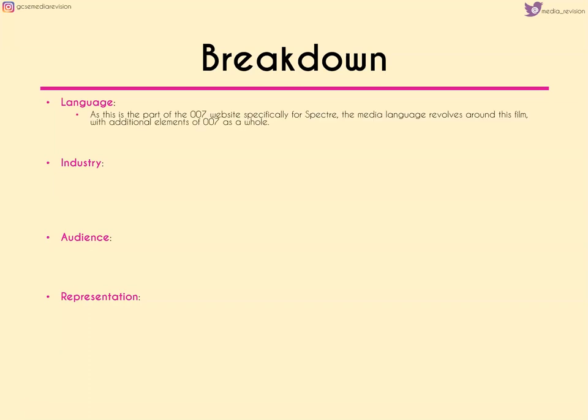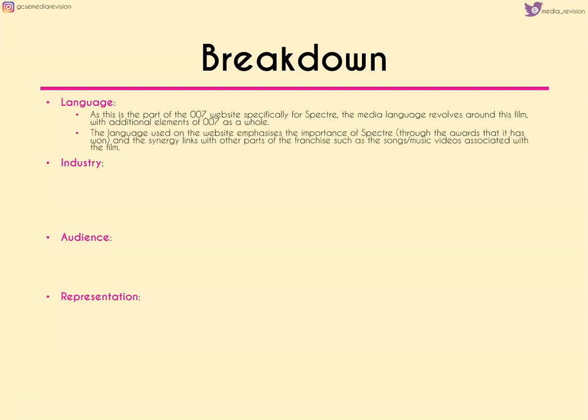So in terms of language then, this is part of the 007 website as a whole, but this page is specifically for Spectre. So the media language revolves around this particular film with additional elements of 007 as a whole. The language on the website also emphasises how important Spectre is, and you can see that through those latest news stories where some of the news is about the awards that it's won, and it also includes a lot of synergy links with other parts of the franchise, such as the songs and music videos that are associated with the film itself.